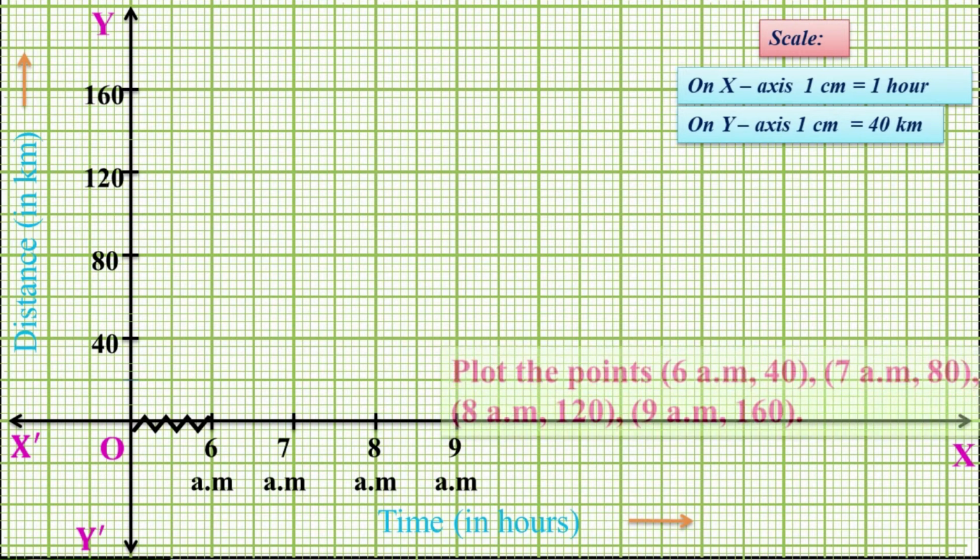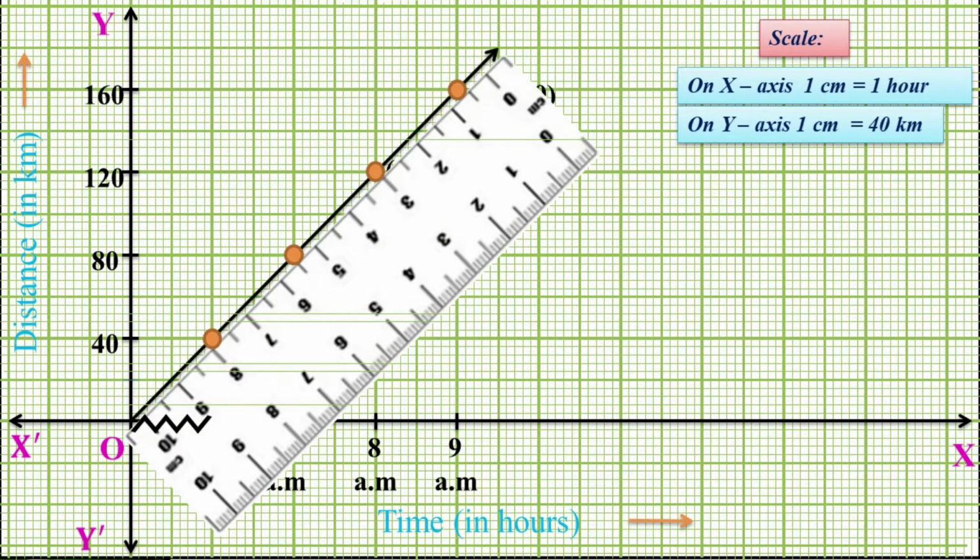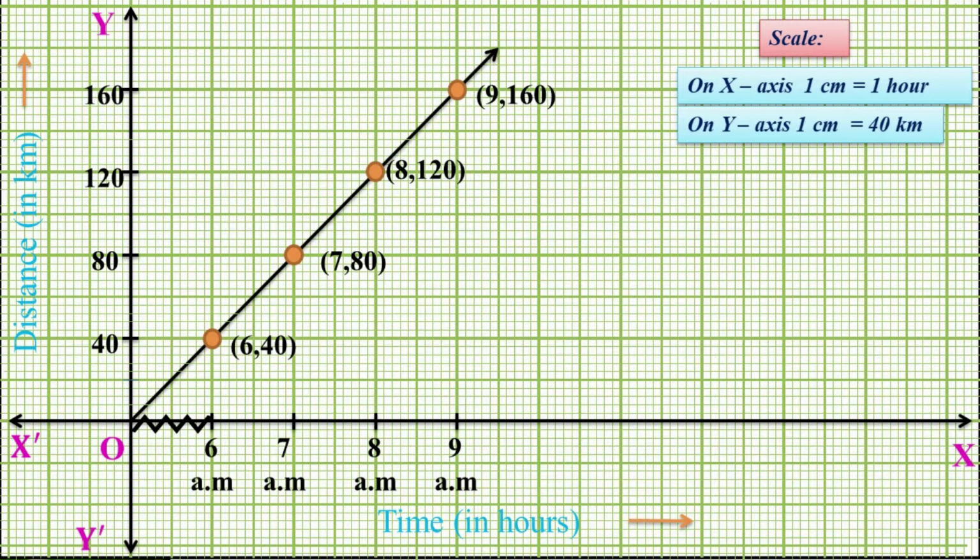Now starting to plot the points. 6 am, 40. X is 6 and y is 40. 7 am, 80. X is 7 and y is 80. 8 am, 120. X is 8 and y is 120. Next 9 am, 160. X is 9 and y is 160. Now joining the points, draw a straight line. This is a linear graph, it passes through the origin.